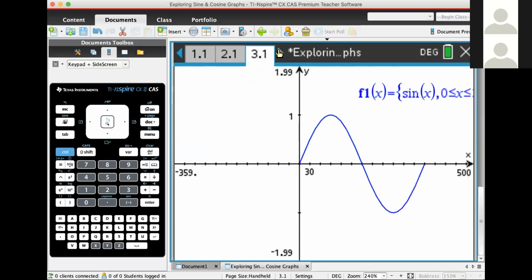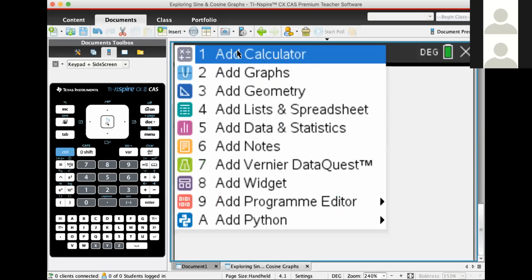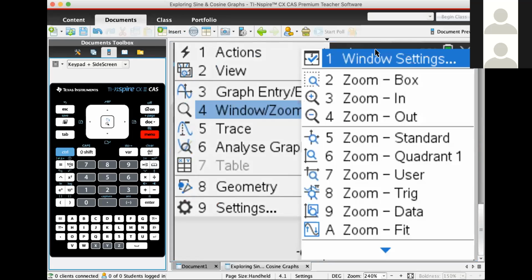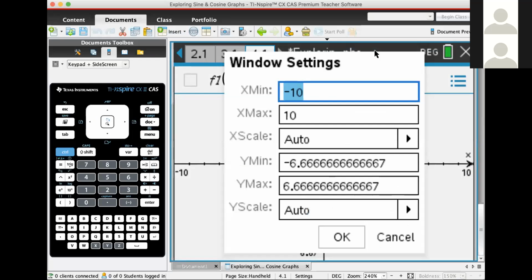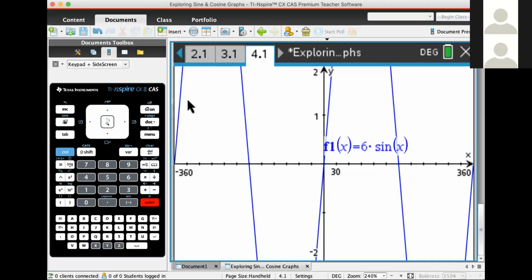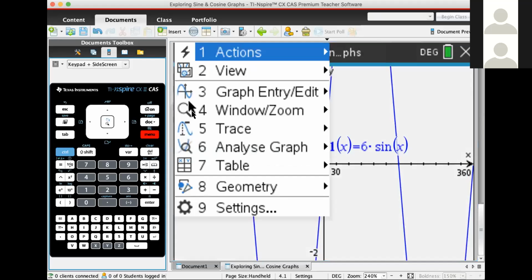Do I have another page here? I drew something here. Let me put in another problem. I will quickly arrange the window settings as given in the question: negative 360 to 360 with a step of 30, and negative 2 to 2 with a step of 1. There you go. I'm going to write down 6 sine x. Oh wow, then it has to go up to 6. I'm so sorry about that. Okay, window settings.